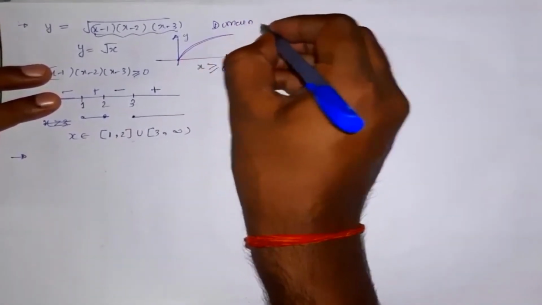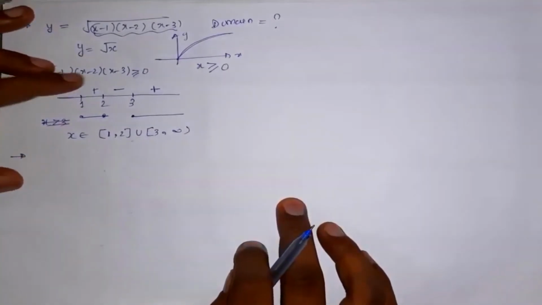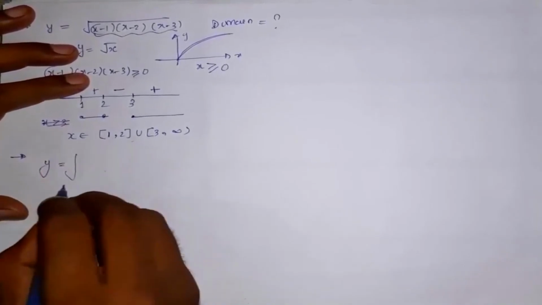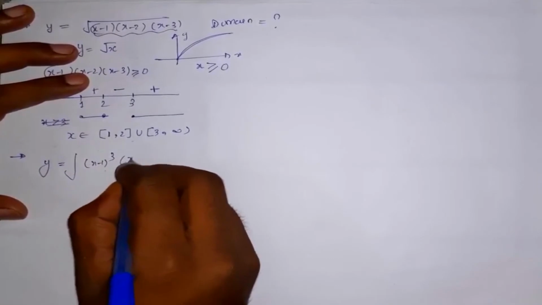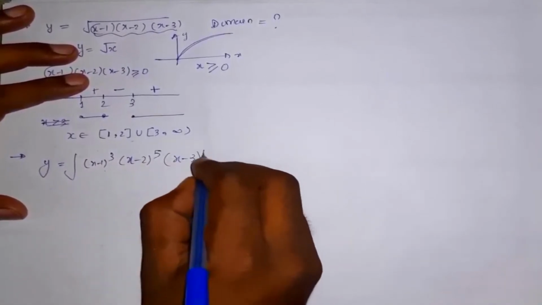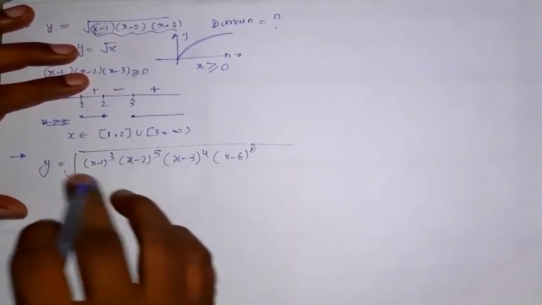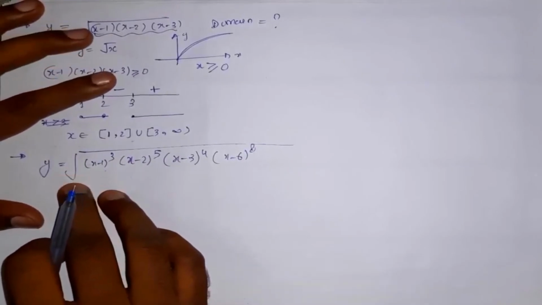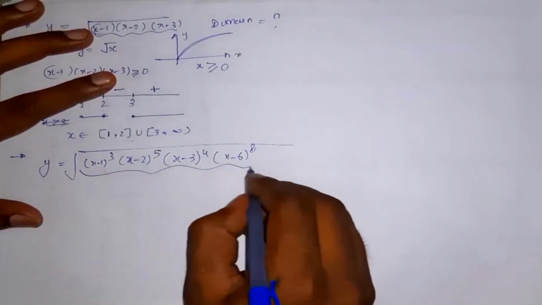Here we have to calculate the domain. So in the next function, I have taken one more example: square root of (x minus 1) cube, (x minus 2) to the power 5, (x minus 3) to the power 4, (x minus 6) to the power 8. We need to calculate the domain of this function. This function will be defined if and only if the inner portion is greater than or equal to 0.